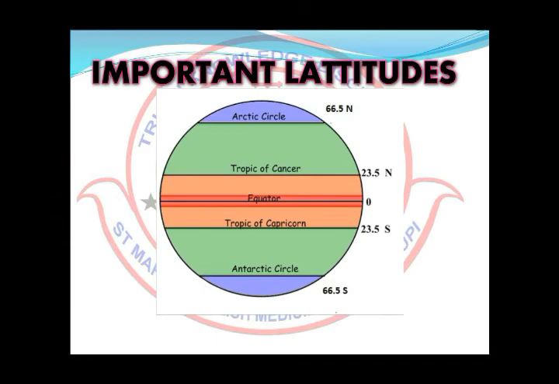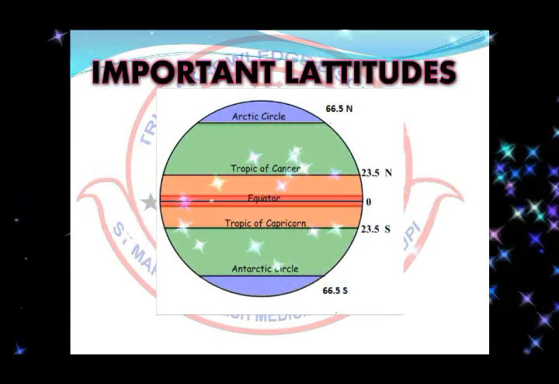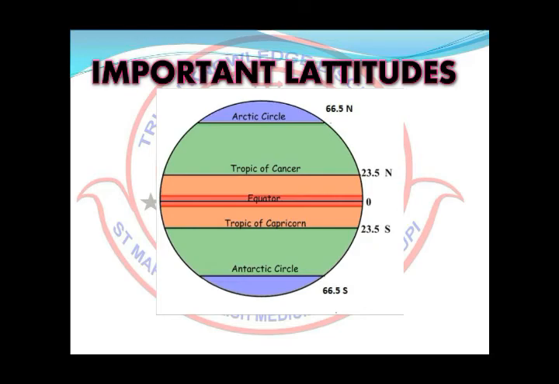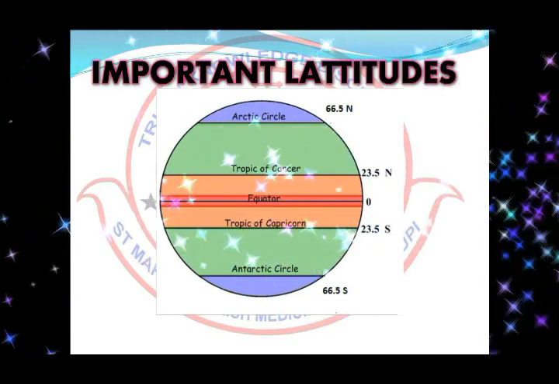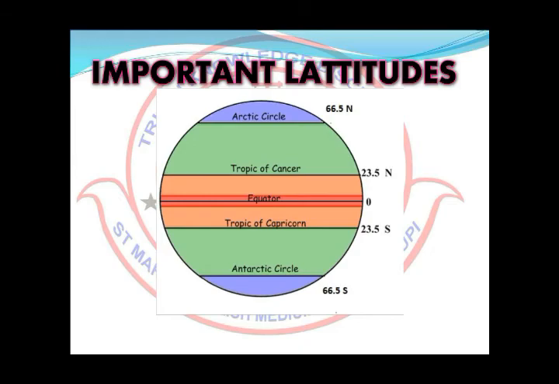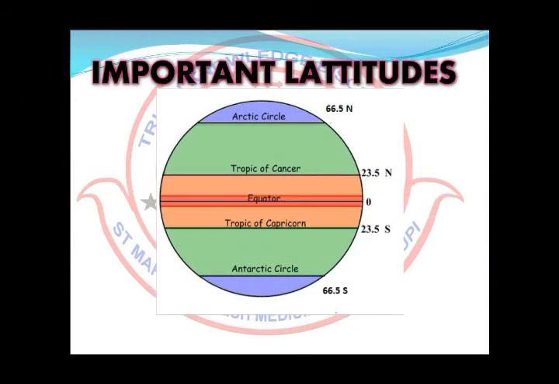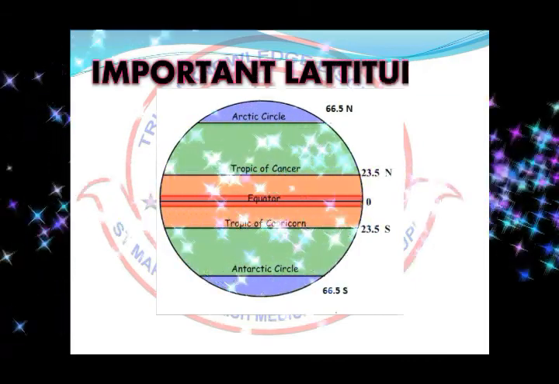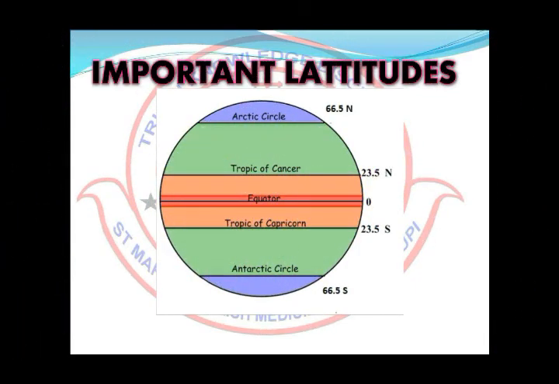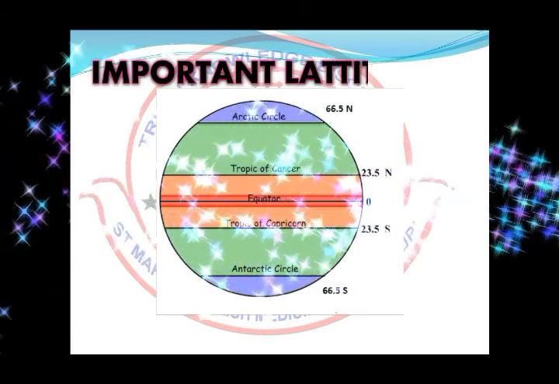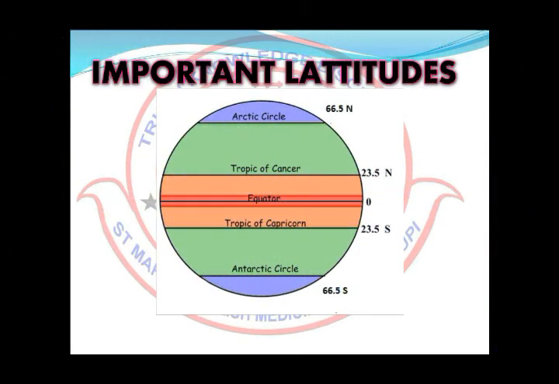Important latitudes. The most important latitude is the equator, which is marked as 0 degree. Second latitude is the Tropic of Cancer, which is 23.5 degrees north. Third one is the Tropic of Capricorn, which is 23.5 degrees south. Arctic Circle 66.5 degrees north, Antarctic Circle 66.5 degrees south. In today's session, we learnt about important latitudes as you've seen in this picture.